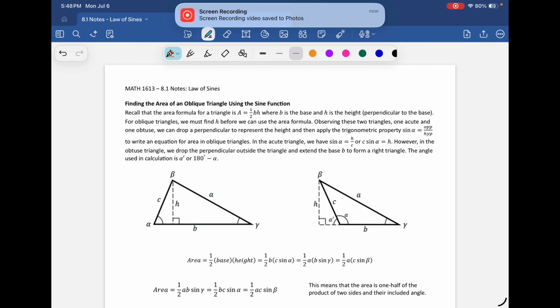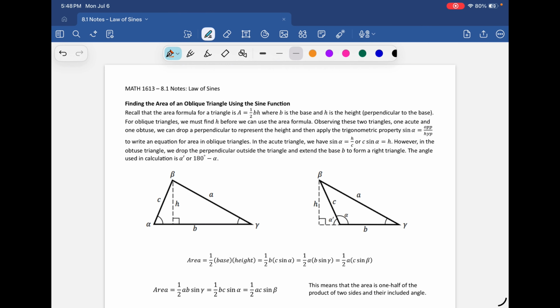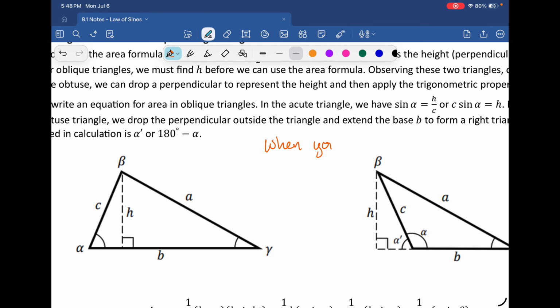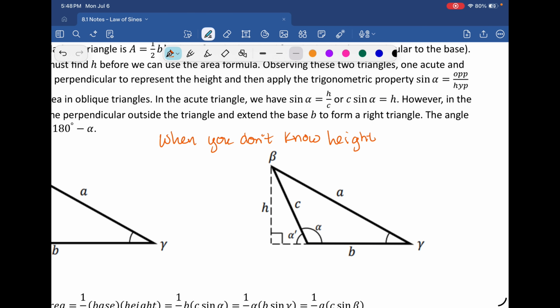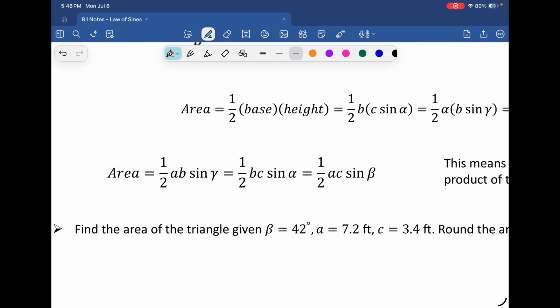You can read all this if you want to. This is a new way, another way of finding an area when you don't know height. Because the area of a triangle is 1/2 base times height, we're not going to know this piece. So the law of sines creates a relationship that we can use to plug in and find area without knowing the height. There's 3 different variations of it, and they all do the same thing.